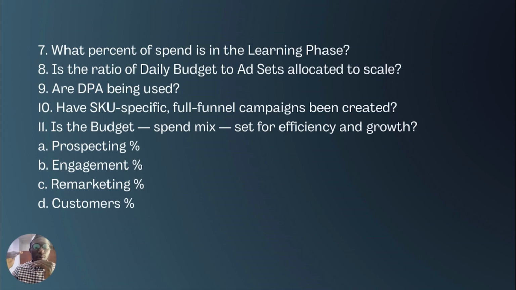Sometimes it makes sense to break out your campaigns by SKU, depending on the AOV. So that means you put products that have similar AOVs into one campaign, and then do the same for the different AOVs that you have, right?